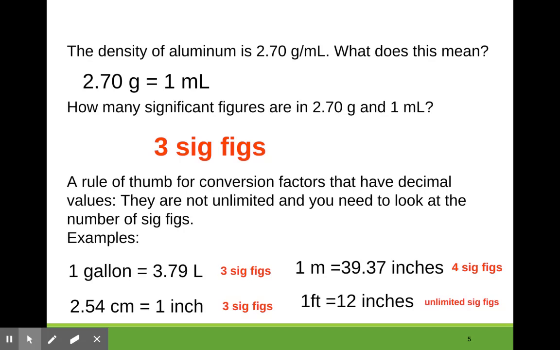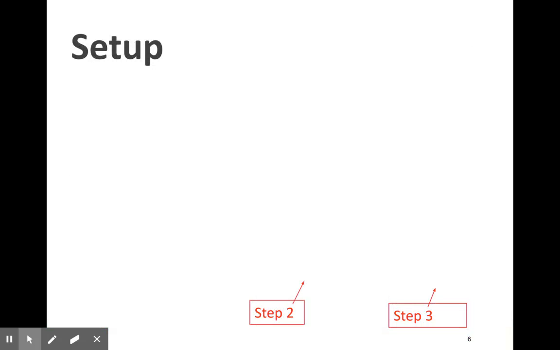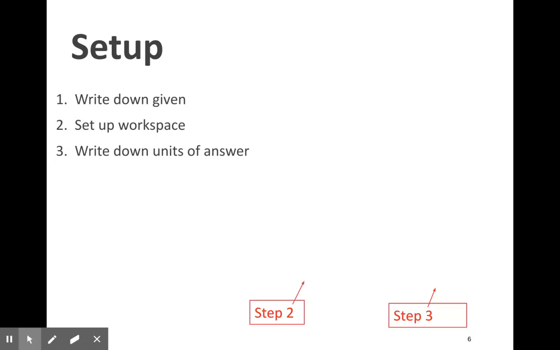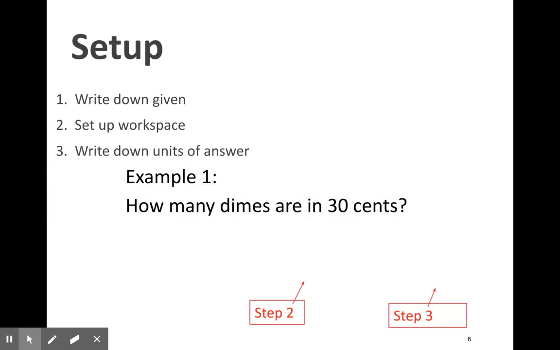All right, so why do we care about this? Well, this is going to help us with dimensional analysis and eventually stoichiometry. For any type of word problem, we need to set it up. So we first write down the given. Then we set up our workspace, and then we write down the units of the answer. All right, so example 1. How many dimes are in 30 cents?